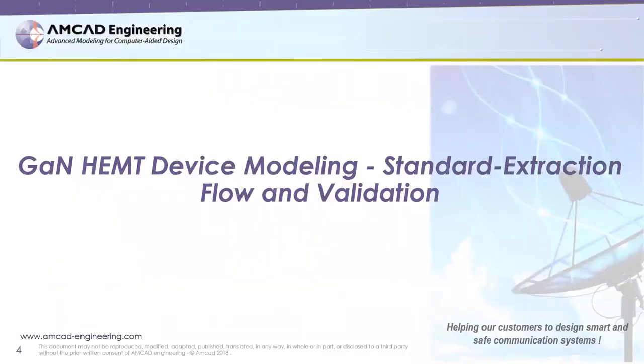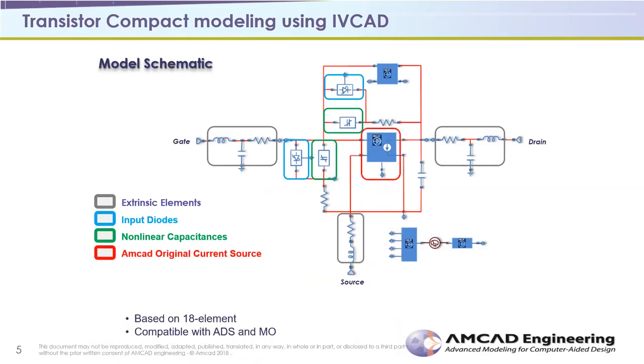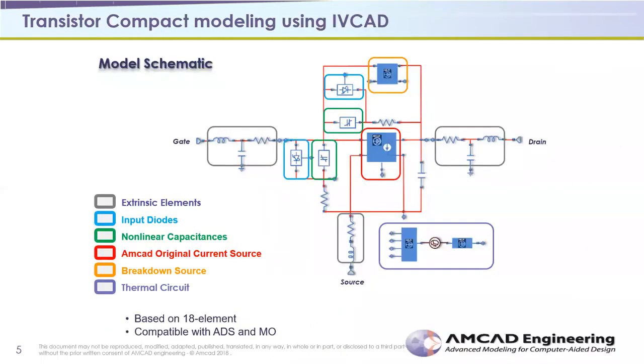So let's start with the device modeling, and we'll go through the standard extraction flow and the validation. As you know, we have the schematic model here of a device. We have the extrinsic elements, the input diodes, the nonlinear capacitance. We have the drain current source, the breakdown source as well, and of course the thermal circuit to be able to validate and to extract the model, taking into account the thermal effect.